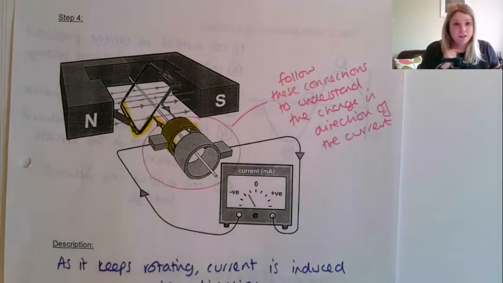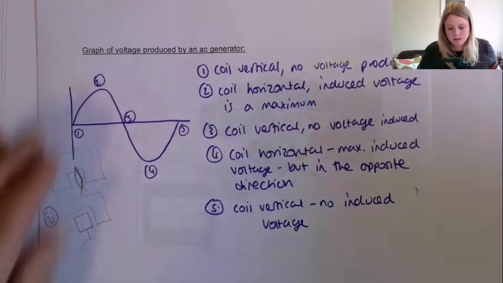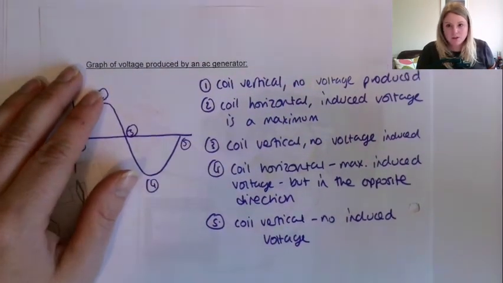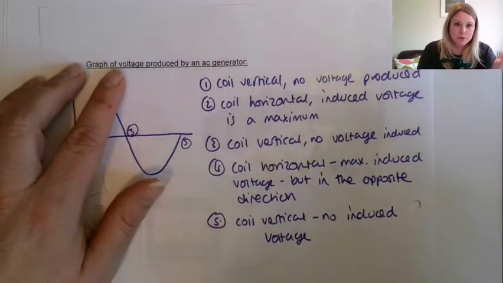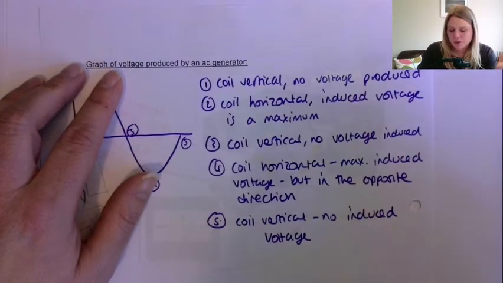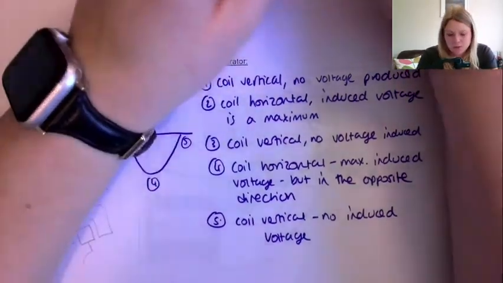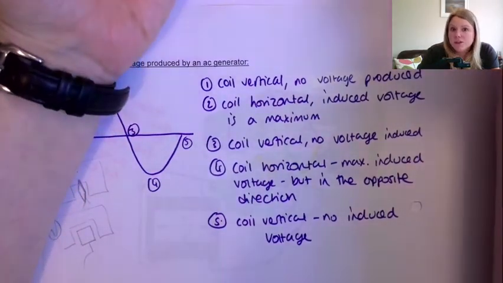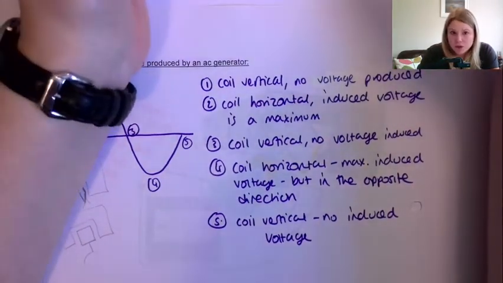Right, we've one more page to fill in. Right, so we've got a graph of the voltage that's being produced. Now I know I've been talking about current so far, but whenever you've got current, you're going to have a voltage. So like V equals IR, do you remember? The two things are directly proportional to each other.